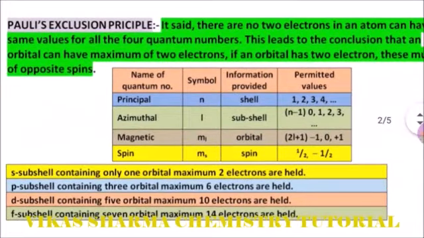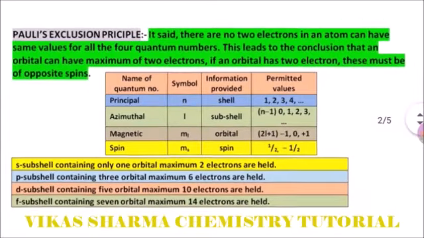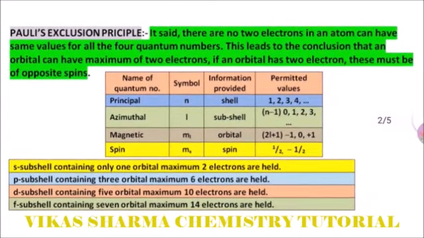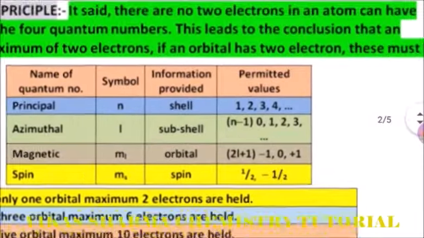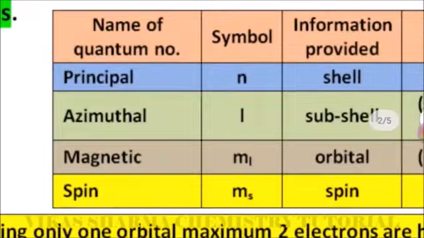Pauli's exclusion principle. Pauli said that no two electrons in an atom can have the same value for all four quantum numbers. This leads to the conclusion that an orbital can have a maximum of two electrons. If an orbital has two electrons, they must have opposite spins, which means the fourth quantum number is variable.